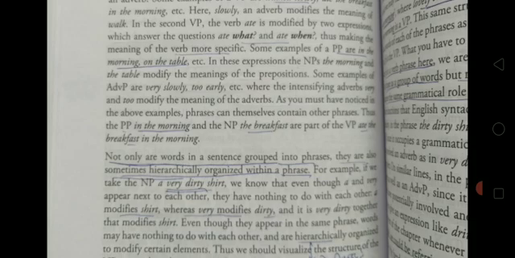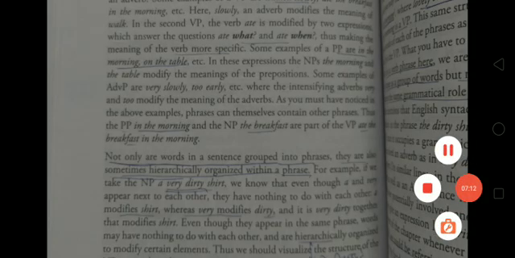As you must have noticed in the above examples, phrases can themselves contain other phrases. Thus, the prepositional phrase in the morning and the noun phrase the breakfast are part of the verb phrase ate the breakfast in the morning. This is an example of a noun phrase, prepositional phrase as well as verb phrase. It requires a lot of practice, and I hope you will read again and again and understand its meaning. Let's move to another page.